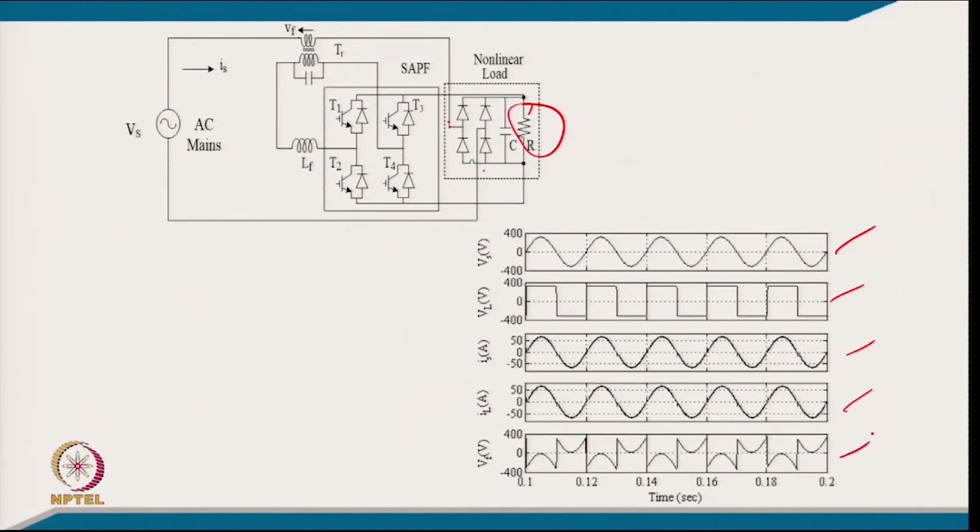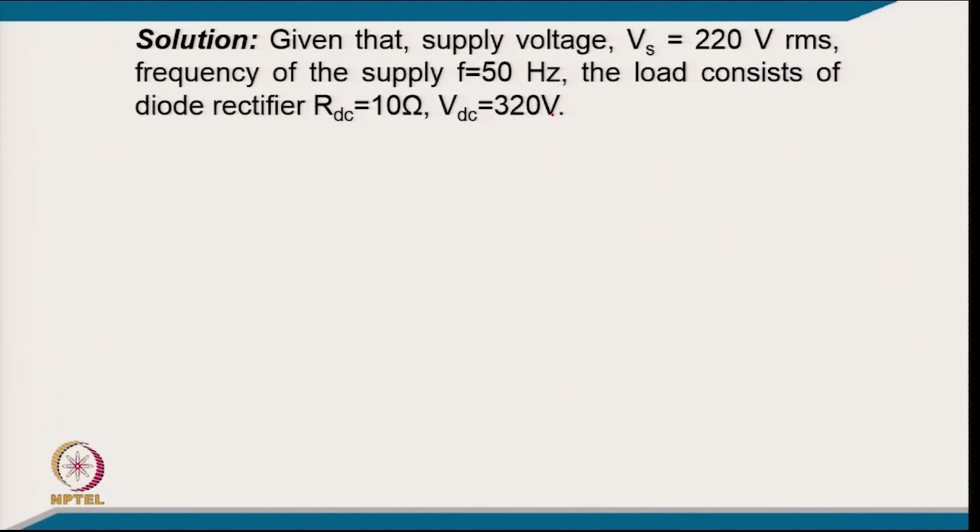Since we want a higher voltage at the output, the series active filter rating has to increase, because it has to inject the additional fundamental voltage also, so that this voltage increases to 320 volt. Coming to the typical numerical solution: given a supply voltage Vs of 220 volt RMS and supply frequency of 50 hertz, the load consists of a diode rectifier with a resistance of 10 ohm and a DC link voltage of 320 volt.